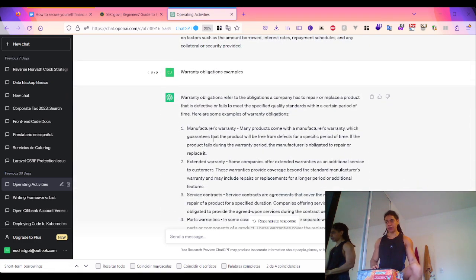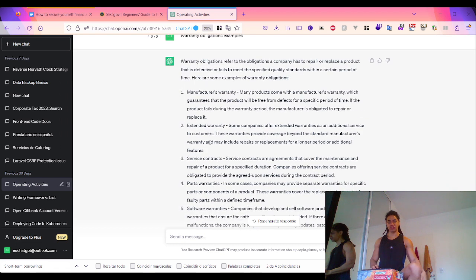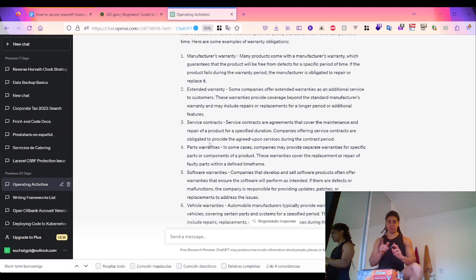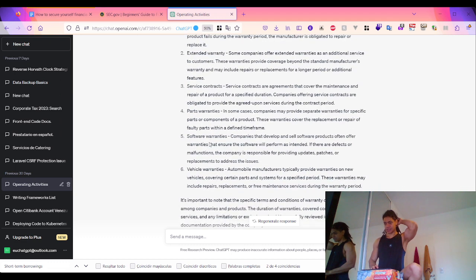Okay, and then looking at the warranty obligation examples, which refers to obligations that a company has to repair or replace a defective product or a product that doesn't meet the specified quality standards. Here you have manufacturer warranty, extended warranty, service contract, part warranty, software warranties in vehicles.